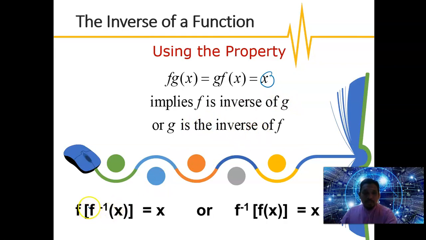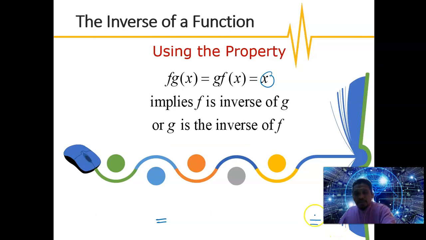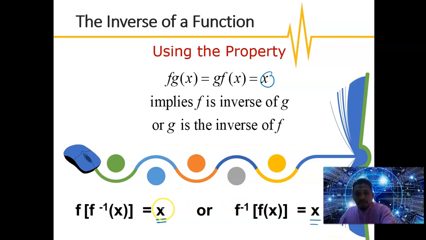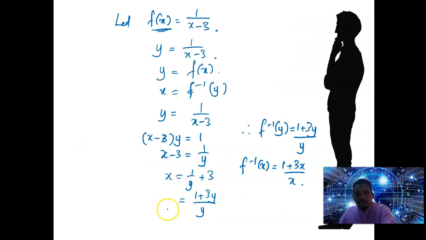So class, the composite function between f and its inverse, or the inverse of f with f(x), will straightly give you a function of x. Okay, so let's try on this. Let's try with this definition here. Let's try with this one. Okay, now I will try this.